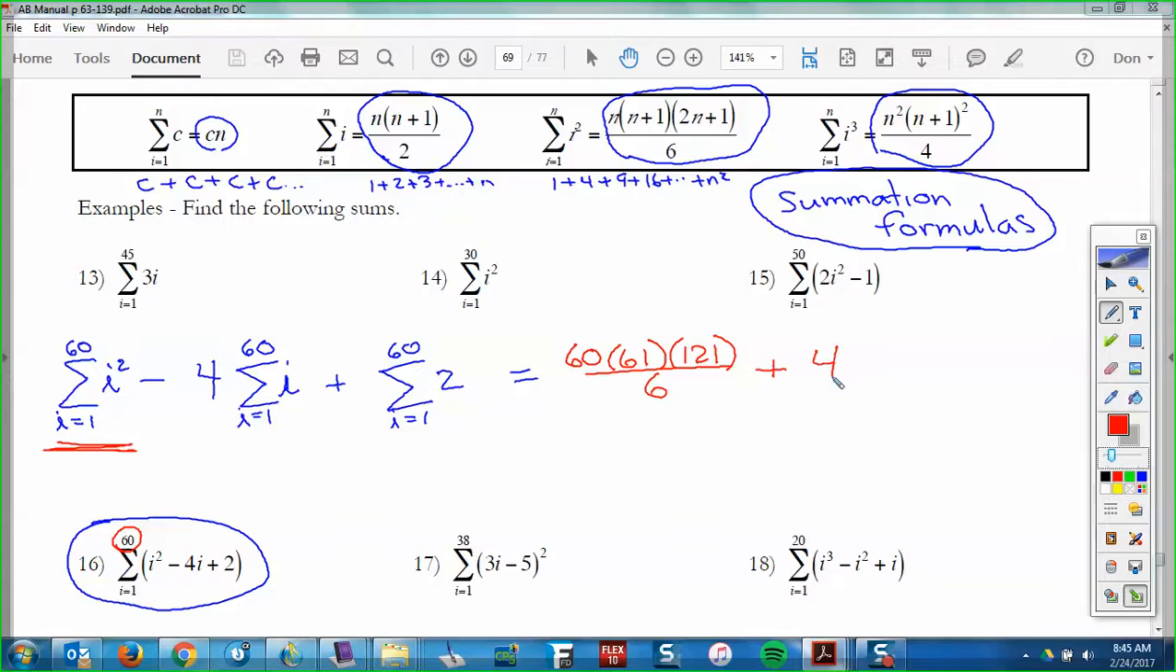Now don't forget there's a 4 here. And then sigma i, well, here's the sigma i formula right here. So that's going to be 60 times 61 all over 2. And then plus sigma 2, that's just a constant. You take the constant times n. So that's just going to be 2 times 60, right? Do all that. Add that up.